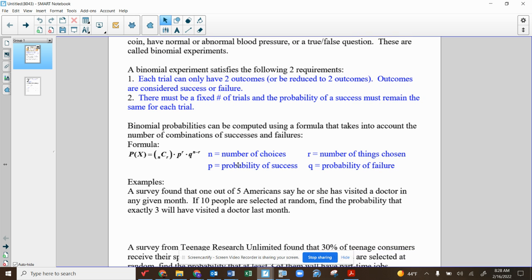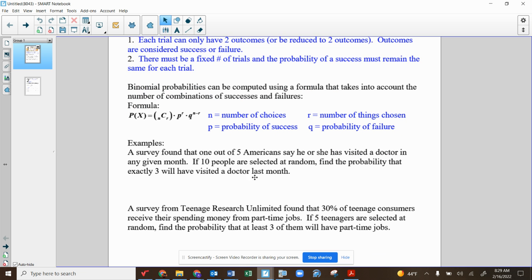So, the formula, if you want to do it by hand. Most of you will not want to do it by hand, and I would probably suggest not doing it by hand in most cases, because I'll show you with the second example. But here's the formula. You do a combination at the beginning, with n being your number of choices and r being the number of things that you're picking. You'll have a probability of success and a probability of failure. So here's what this looks like.